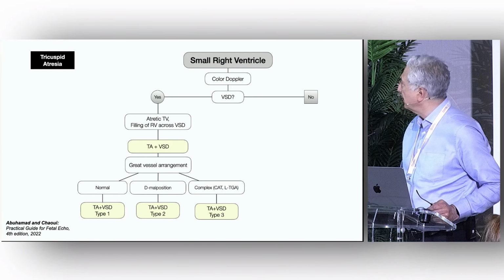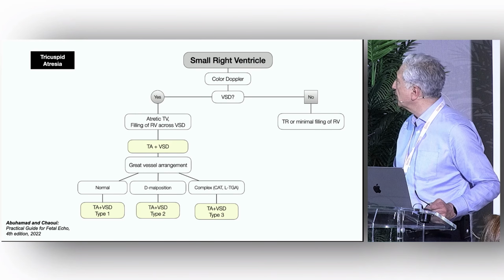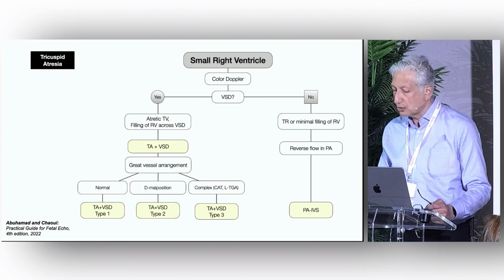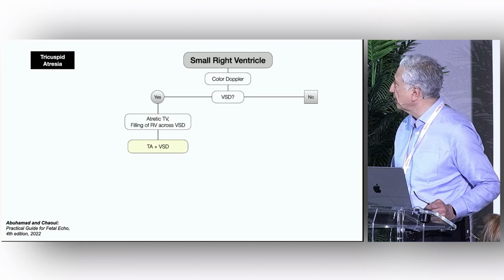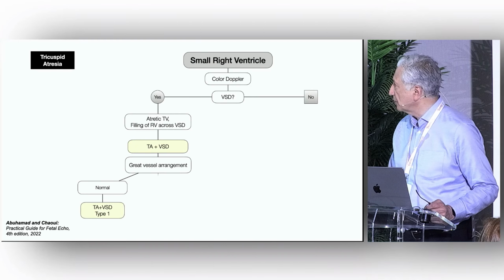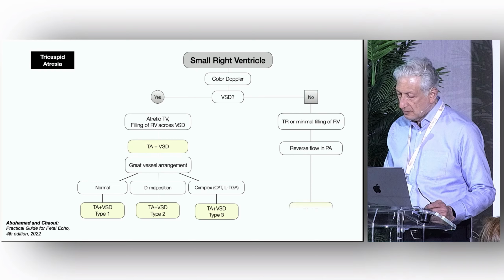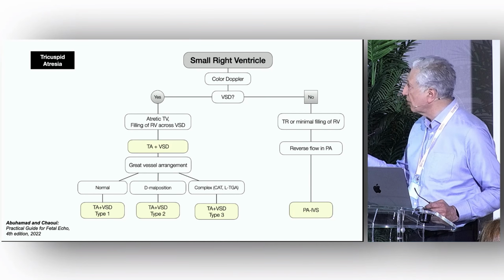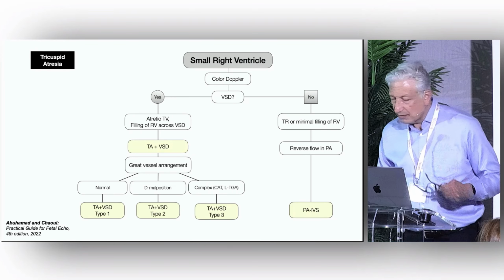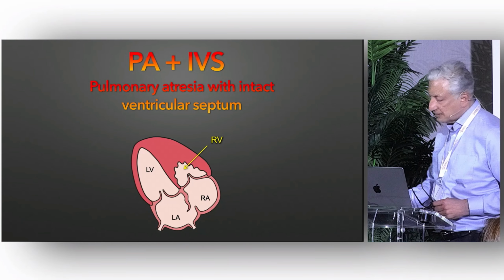Now, if you don't see a VSD, the next condition could be associated with a tricuspid regurgitation or a small filling of the right ventricle. Then think of the condition called pulmonary atresia with an intact ventricular septum. And this is the next condition we will be discussing now. So this is how we are reasoning in our mind. You see a small chamber, you add the color, and you get into yes or no. And the next condition to discuss now is pulmonary atresia with an intact ventricular septum.